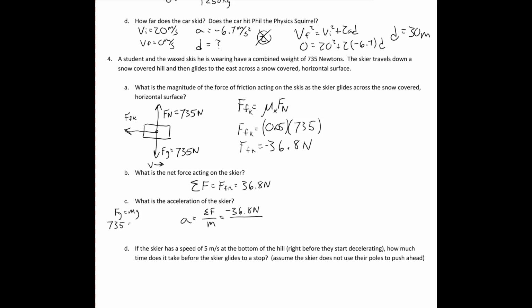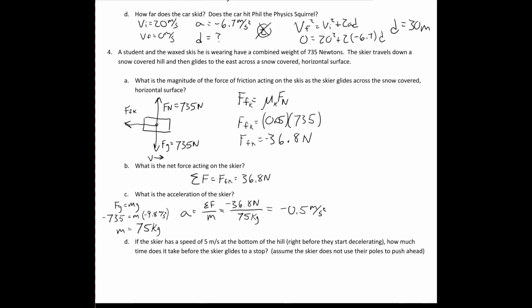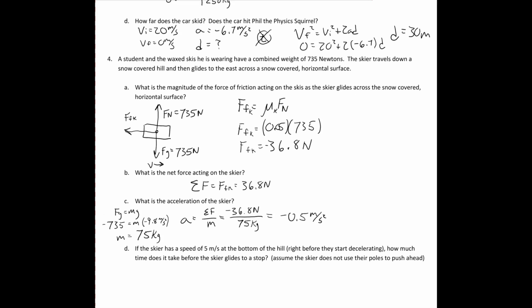735 newtons is equal to the mass times negative 9.8 meters per second squared. And if I did it like this, I'd get a negative number for the mass. So what am I missing? Well, FG is pointing down, isn't it? So you make that negative. That's how you get a positive number for the mass. Mass is a scalar, so it should be positive. You get 75 kilograms. That's a reasonable mass. All right, 75 kilograms. Underneath that 36.8 newtons, your acceleration is going to be about 0.5 meters per second squared in the direction of your frictional force. The way we drew it, it was pointing to the left, negative.